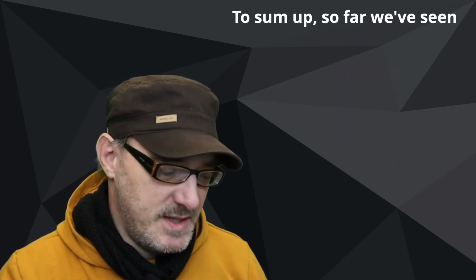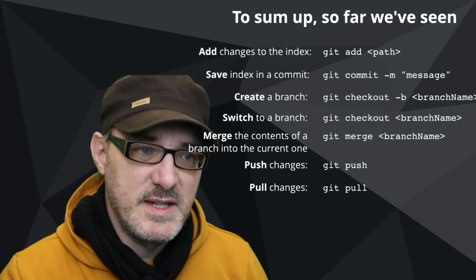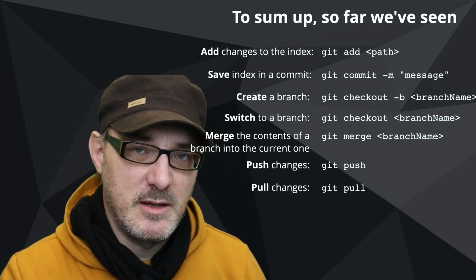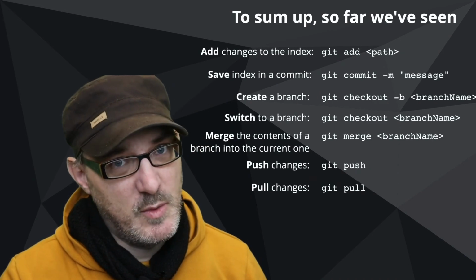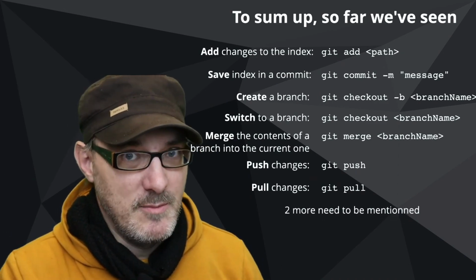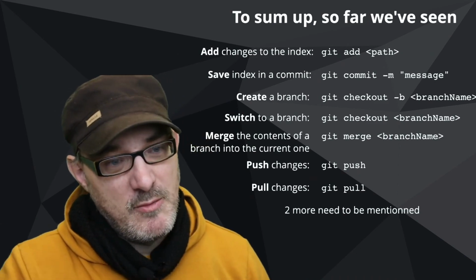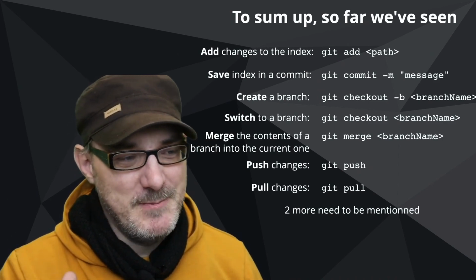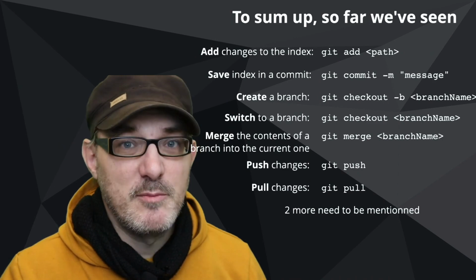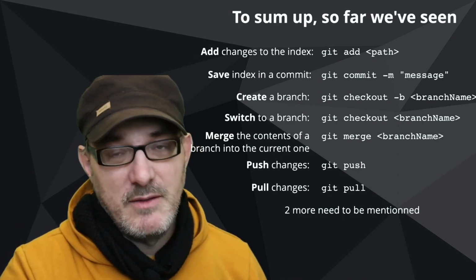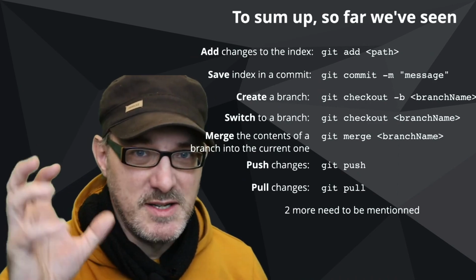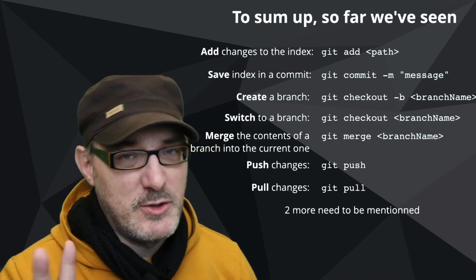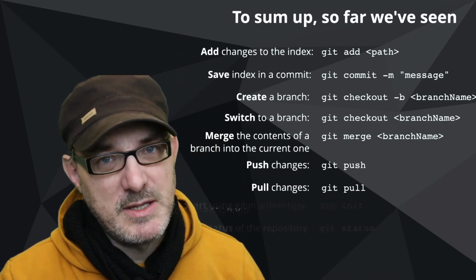Now, to sum up so far, we've seen a number of commands. We've seen how we add changes to the index with git add of the path, how we save the index to a commit, git commit -m message, how we create a branch with git checkout -b the branch name, how we switch to a branch with git checkout branch name, how we merge the contents of a branch into the current one with git merge branch name, how we push changes to the server, git push, and if there's nothing specified, it will push simply to the origin repository, how we pull changes with git pull, same command, and there are two more commands that need to be mentioned here.